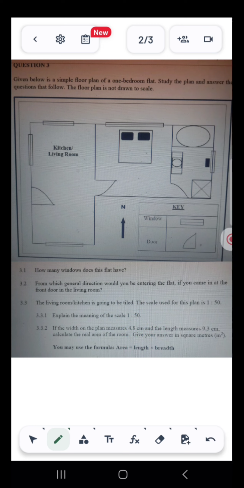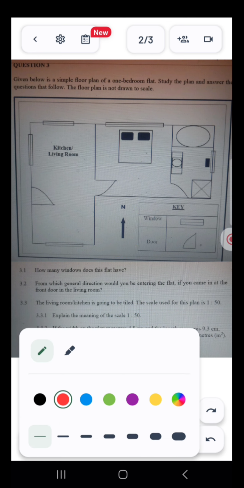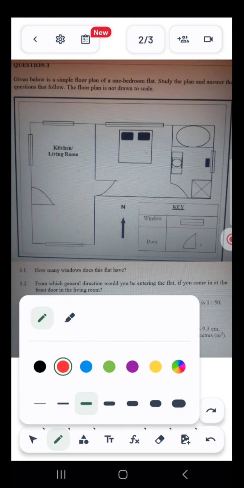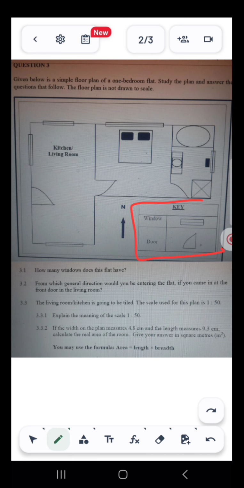So we are given the true north. Here's our true north. And not only are we given the true north, we are told what these symbols mean, right? So window, okay.